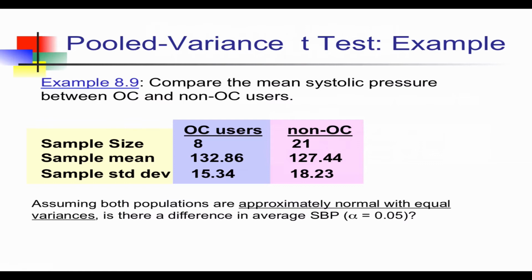So let's put that into an example. Suppose you have the same example, but now you take the first study design method, where you don't really care about the blood pressure changed by other factors. You first get a sample of 8 women that take OC, and then you perform a second sampling and obtain 21 women that don't take OC. You measure their blood pressure, and you get a sample mean for the first group and for the second group. And you get a sample standard deviation for the first group and the second group. So this answers the same question, however using the first study design. Assume both populations are approximately normal with equal variance. Is there a difference in terms of the average SBP?